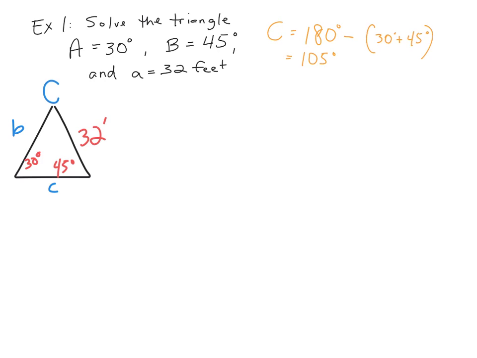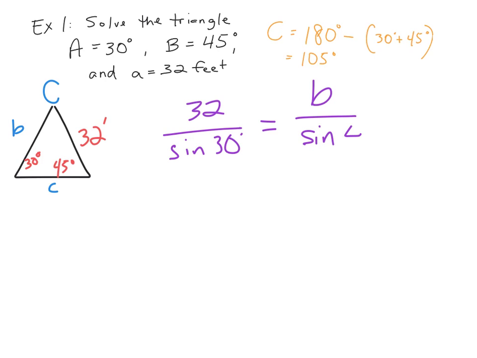So in order to find, let's do side B, we are going to need to set up our ratio. And so that's going to mean we want to set up side A over the sine of angle A equal to side B, which we need to find, over the sine of angle B. And that's going to give us our starting ratio.